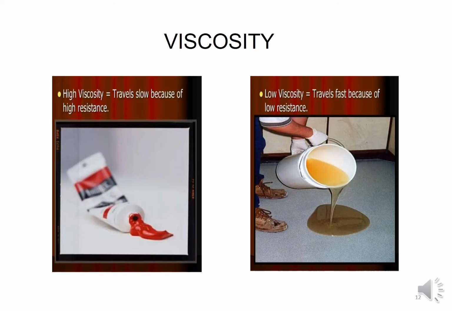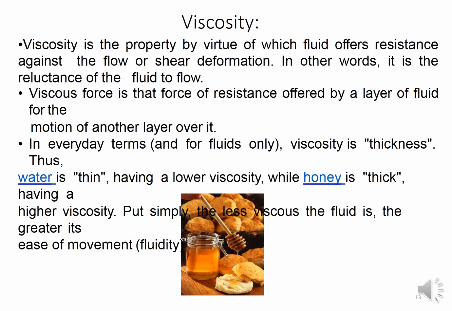So now we will study one more property, that is viscosity. See, viscosity I will explain in these two figures itself. If you press in a tube, it travels very slowly because of high resistance, and if I pour from that bucket, it flows easily because of low resistance. So opposition to flow is nothing but viscosity. So what is viscosity? Viscosity is the property by virtue of which a fluid offers resistance against flow or shear deformation. In other words, it is the reluctance of the fluid to flow. So this is the viscosity.